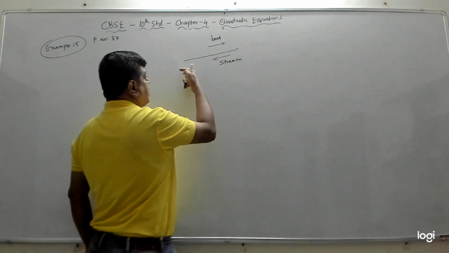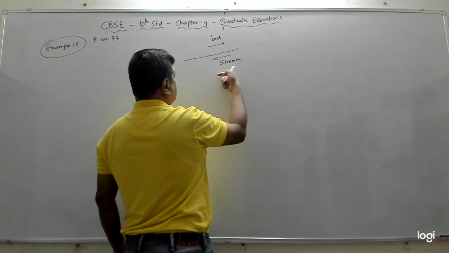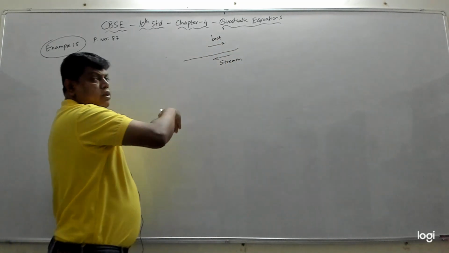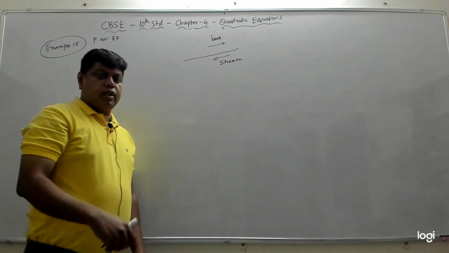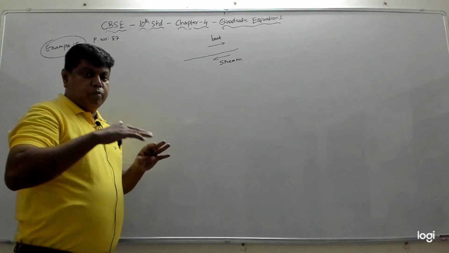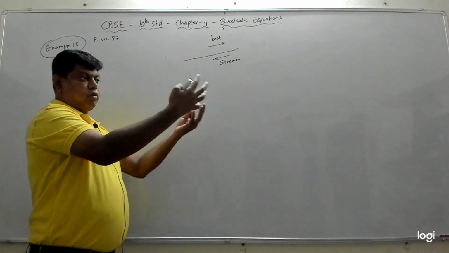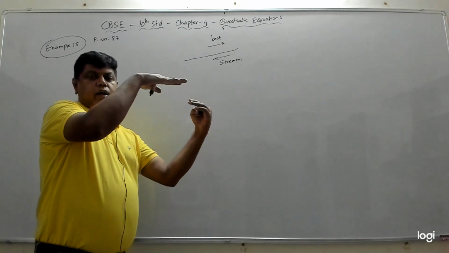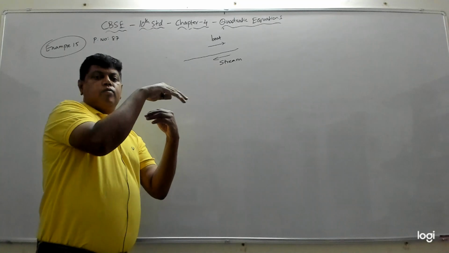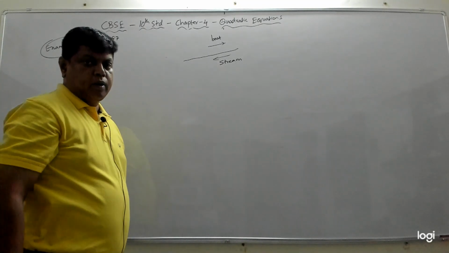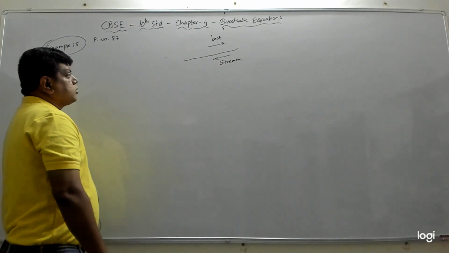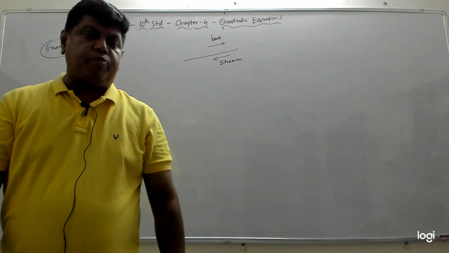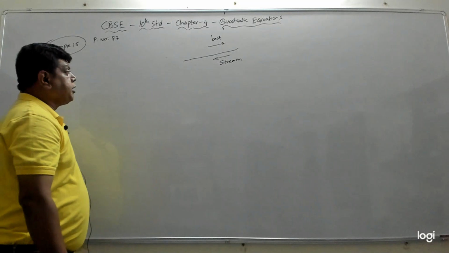When both are in the same direction, the stream is in this direction, the boat is also in the same direction, we call that downstream. Obviously the upstream speed will be slow because you are going against the current of the water. The water is coming this side, so there is a force that opposes the speed of the boat. So your upstream speed will be lower than the downstream speed, right?